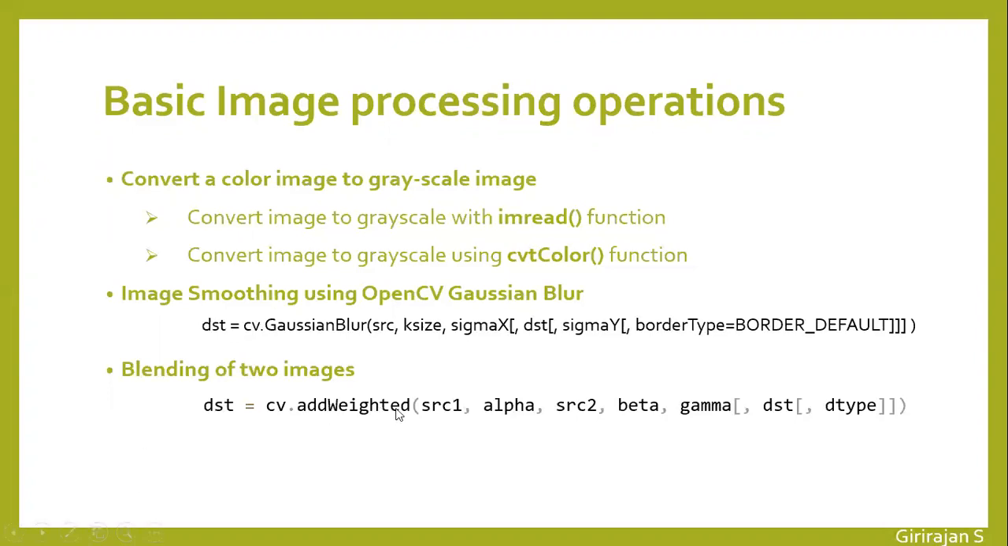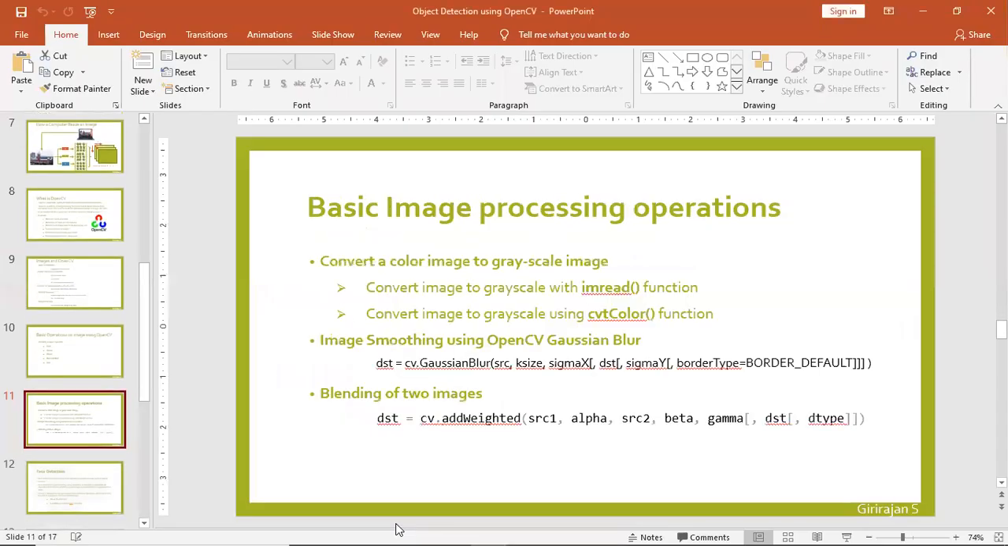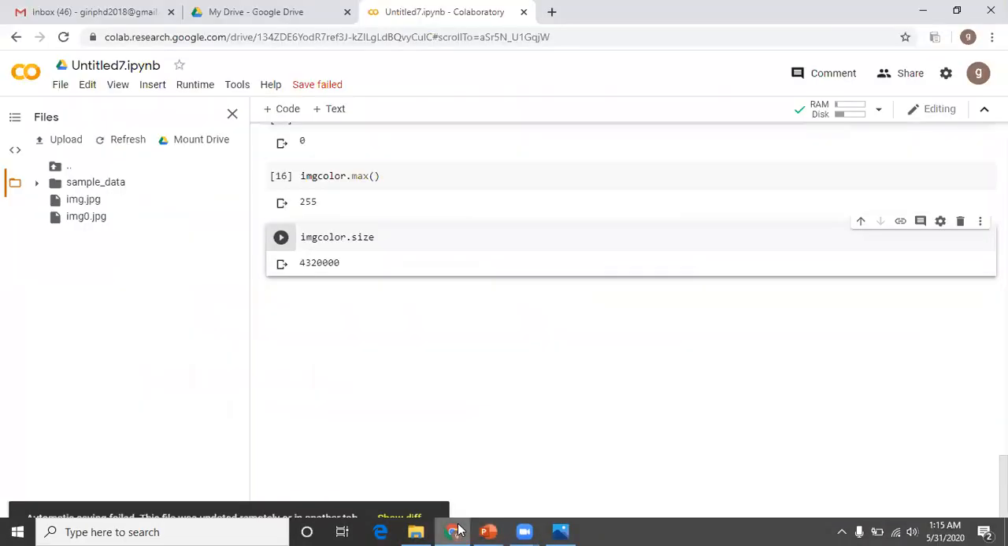For blending two images, we have source image one and source image two, and alpha and beta are the corresponding weights to be considered while performing the weighted addition. That means how much variation should be there between image one and image two is denoted by alpha and beta, and gamma stands for a static weight that will be added to all the pixels of the images. Okay, so let's try all those functions in the notebook.